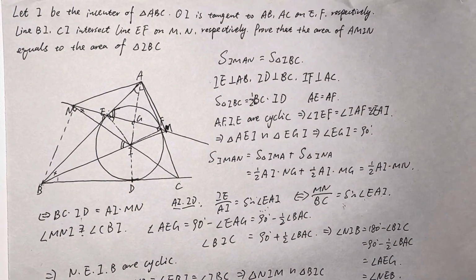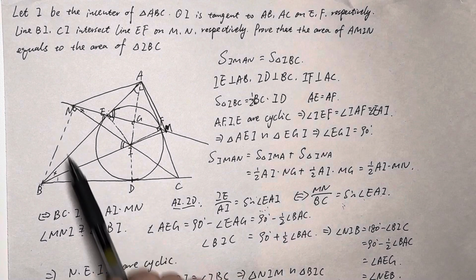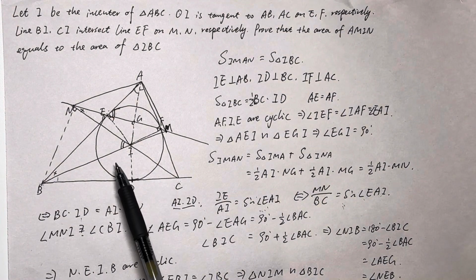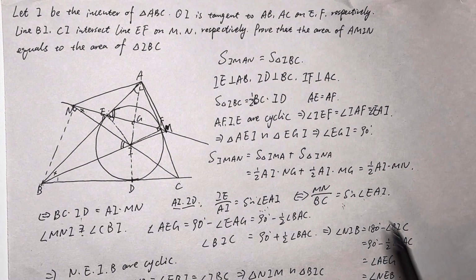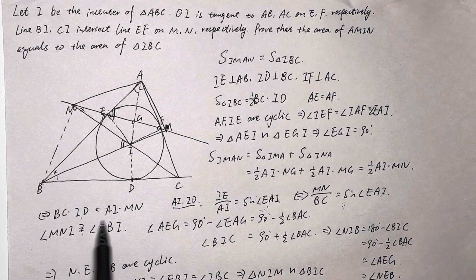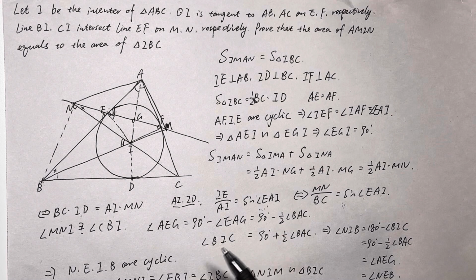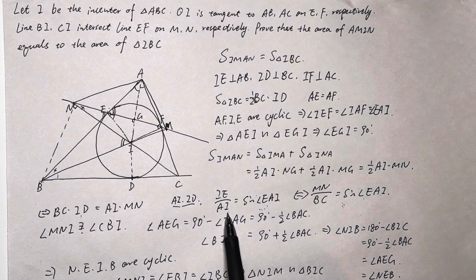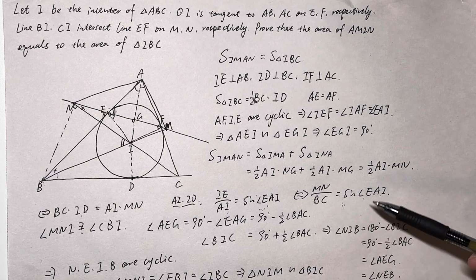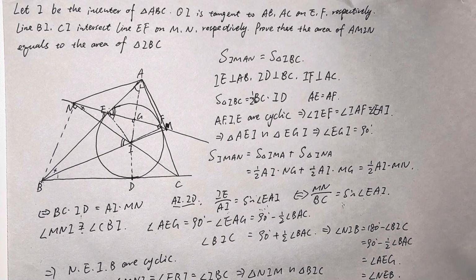For this problem, I think the key point is that we figure out the way to calculate the area of AMNI and the area of BIC. Once we finish the calculation, we find out that we actually want to prove this equation, and we have to find the relation of these four segments, right? And only IE to AI is a meaningful ratio that we can relate to the angle. Then the following steps are pretty straightforward.